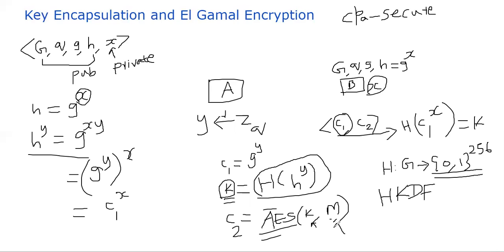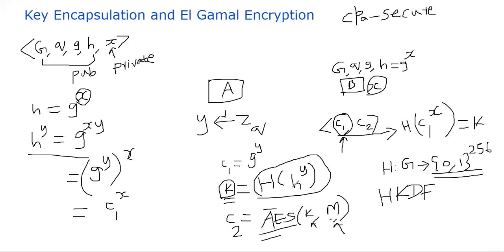In this case, the message need not be part of the group. It can be anything. As long as AES is happy, we are good. Now we get a ciphertext C2. C1 is the helping text for recovering the key. Bob can recover the key K because he knows the private key x, and he is going to compute C1 to the power x. What is C1 to the power x? It is g to the power y, to the power x. That means he will get exactly the same hash value that was computed by Alice, because h is g to the power x, so Alice also computed g to the power x to the power y.